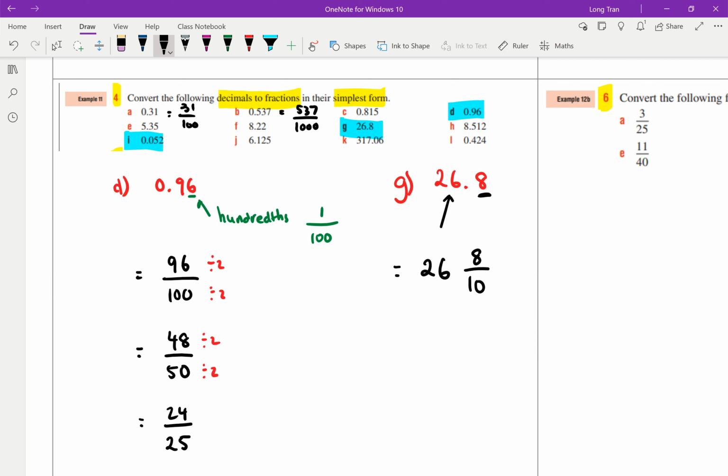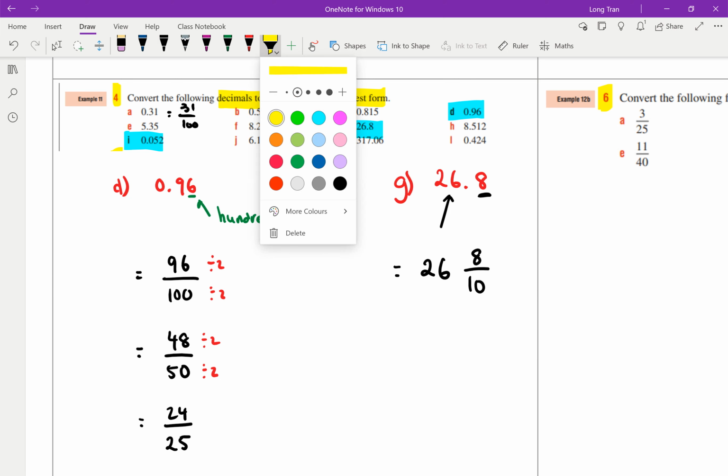It's a mixed fraction now, right? But the 26 was 26 wholes. So I'm just trying to convert by reading the place values, and I've converted them into a fraction. So 8 tenths is what I wrote. Now 8 tenths, it's not in its simplest form. We have to look at this fraction here, 8 and 10.